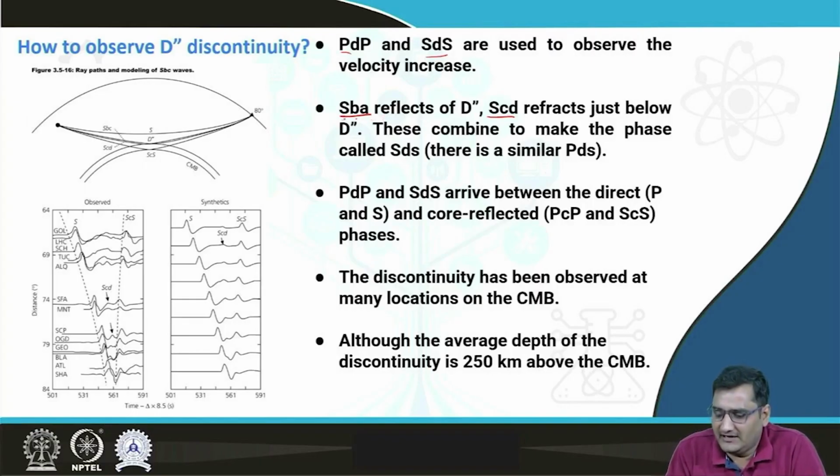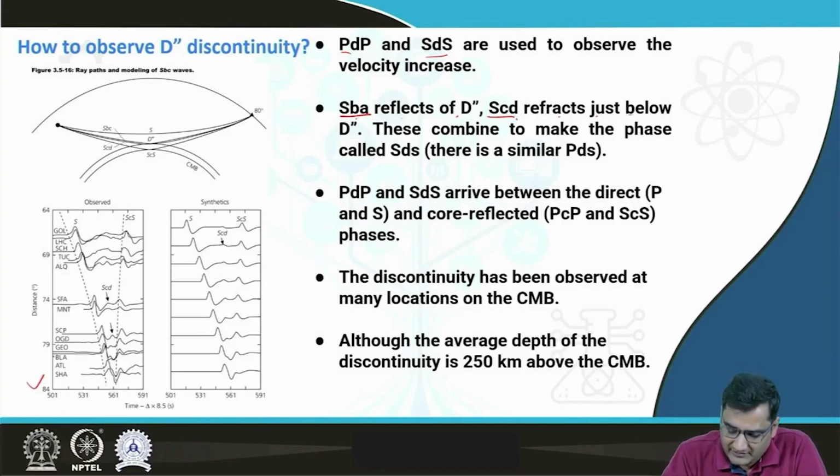So basically SBA reflects off the D double prime, and SCD reflects just below D double prime. These combine to make the phase called SDS, and similarly you can find the PDP phase. So PDP and SDS are the arrivals that come in between the direct P or S phase and the core-reflected PCP and SCS phases.